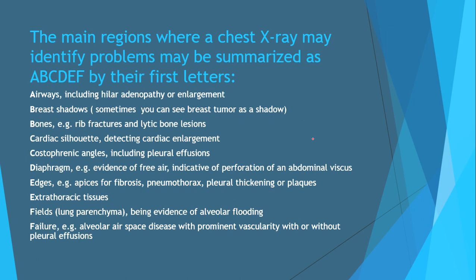D. Diaphragm. Example criteria: evidence of free air indicative of perforation, or abnormal fissures. E. Edges. Example criteria: apices for fibrosis, pneumothorax, pleural thickening or plaques. E. Extrathoracic tissues. F. Fields, lung parenchyma, looking for evidence of alveolar flooding. F. Failure. Example criteria: alveolar airspace disease with prominent vascularity, with or without pleural effusions.